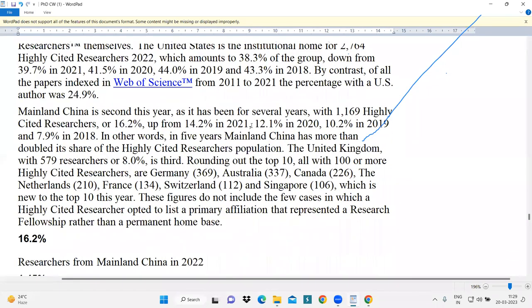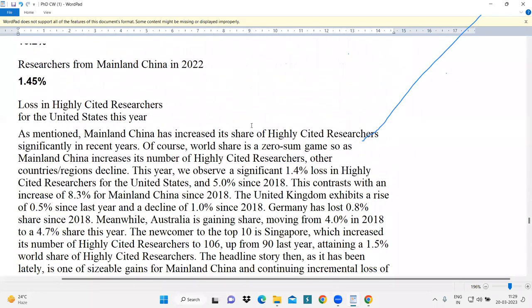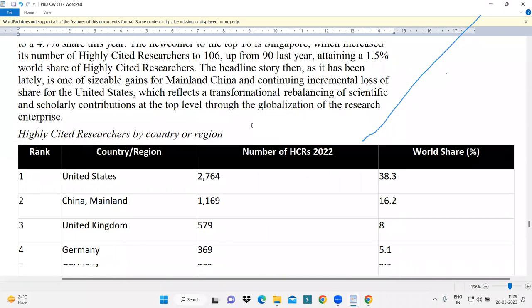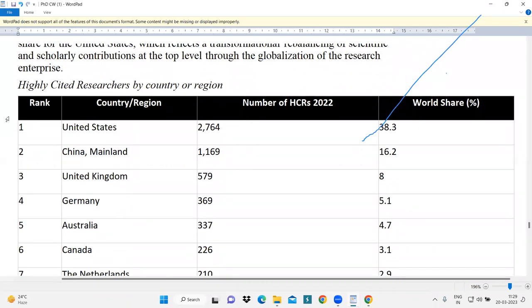So Web of Science prepared the data, and the country that tops is the United States with 2,764 highly cited researchers. That means the published work of this country is getting much more citation. People are referring to their articles, okay? So what is the world share? 38.3% of the research articles are coming from the USA.